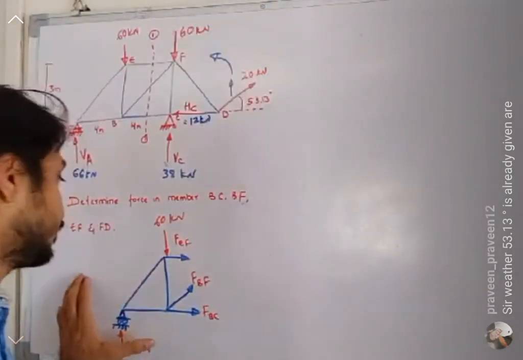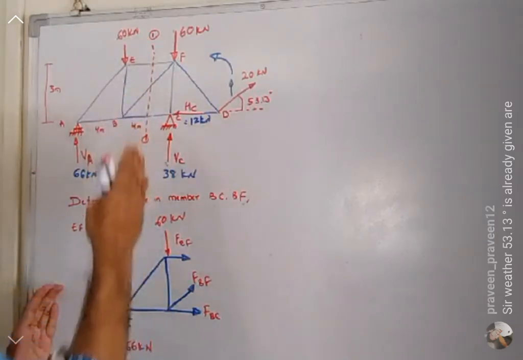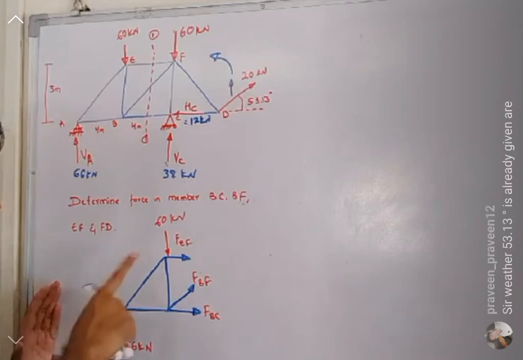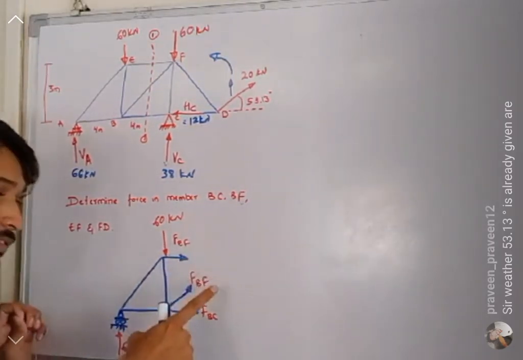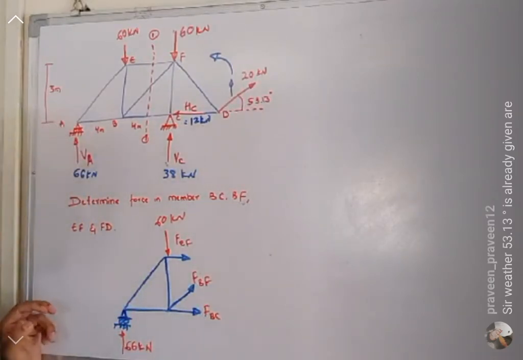I have taken the section on the LHS of the problem. I have cut the section at this one, and then I have taken the equilibrium on the LHS of the section, right? So first we need to find out the force in the members EF, BF and BC.